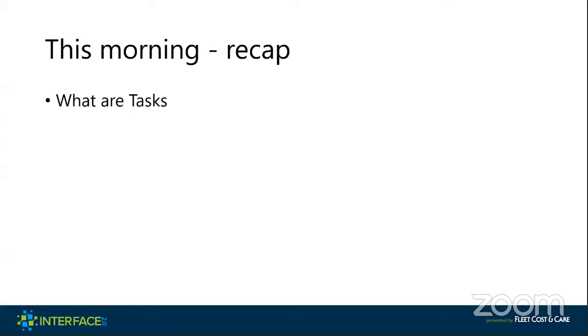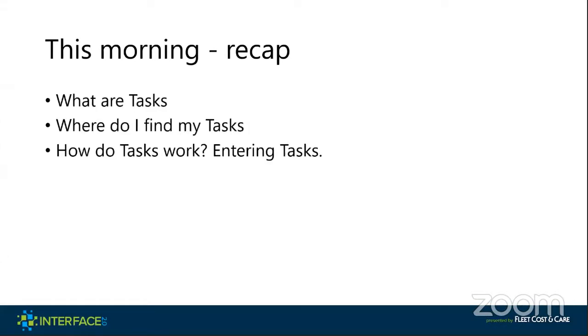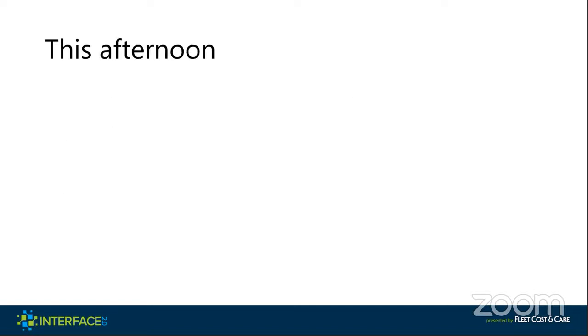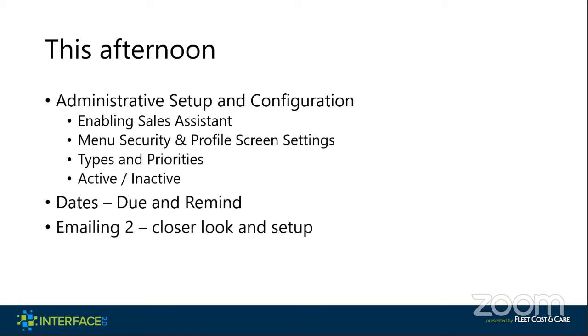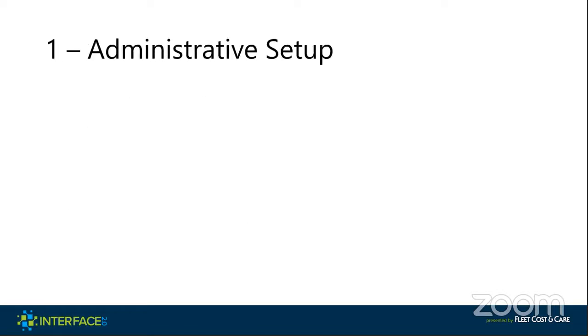So as a recap of this morning, we went through what tasks are, how I can look them up, the basics of how they work in entering them, and then kind of a first look at email, and then a first look at Atom. So this afternoon, we're going to spend a little bit of time on the administrative setup. There's a couple of details in here that are going to be important to get right. Then we're going to look a little bit closer at dates. We're going to look a little bit closer at emailing. We're going to look a little bit closer at assigning. And then, like we said, we're going to spend a little bit of time trying to get through everybody's questions.